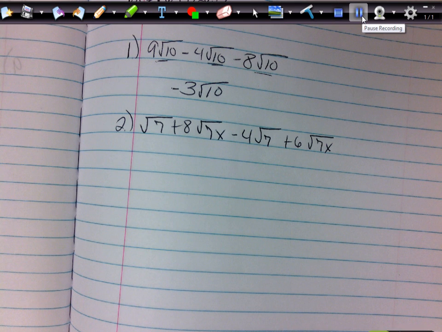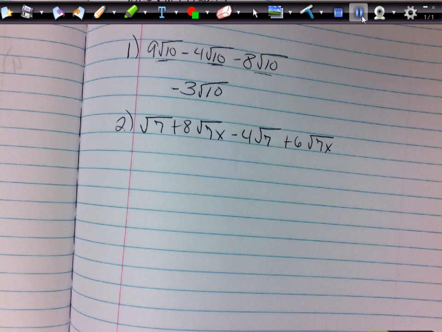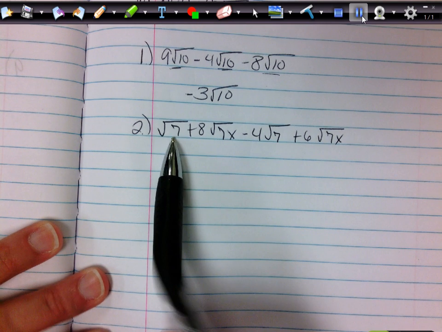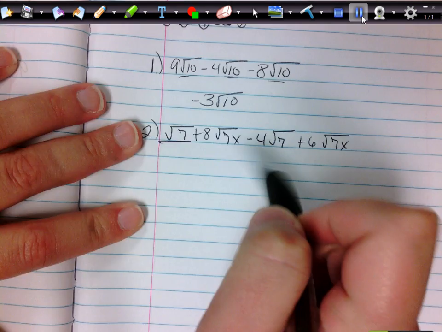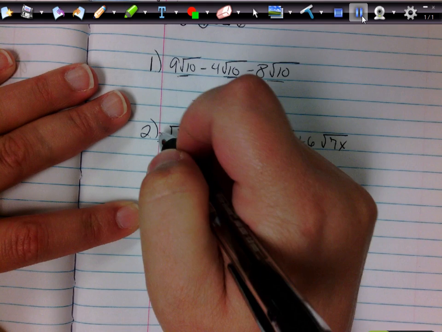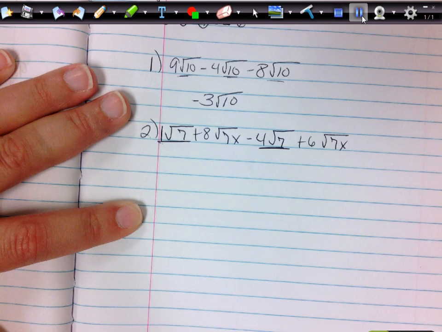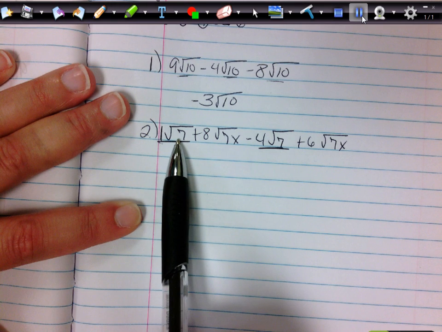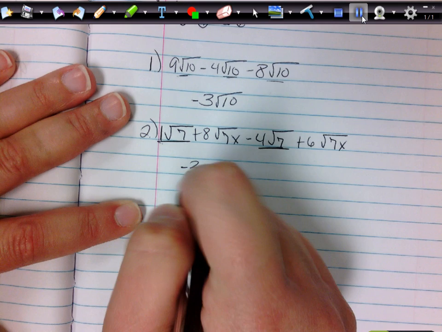Alright, go ahead and write down number 2. Number 2 says square root of 7 plus 8 square root of 7x minus 4 square root of 7 plus 6 square root of 7x. And again here, I can add or subtract if they are exactly the same. So here, the square root of 7 and the square root of 7x are not exactly the same because this one has an x and that one doesn't. So I can put together the two square roots of 7. Since there's nothing in front of this square root, I always put a little 1. So I'm going to say 1 minus 4, and I get negative 3 square root of 7.